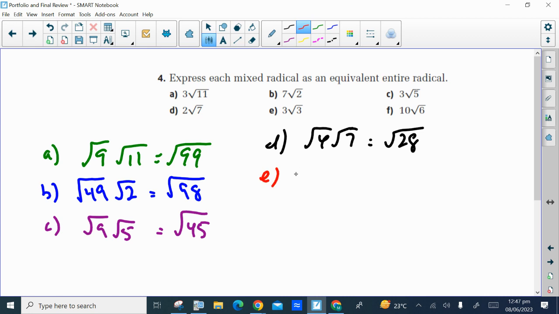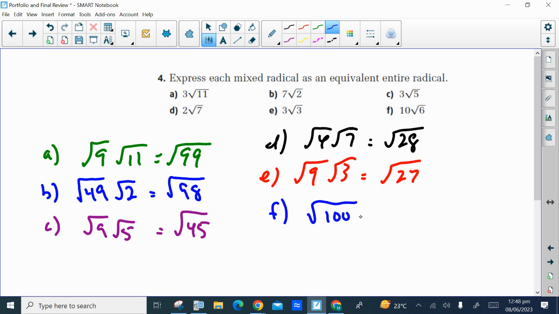E says 3 root 3. So again, you need to write 3 as a radical. That'll be root 9. When you square 3, you'll get 9. So your answer will be root 27. And for F, when you square 10, you'll get 100. So that's root 100 root 6. That gives us an answer of root 600.